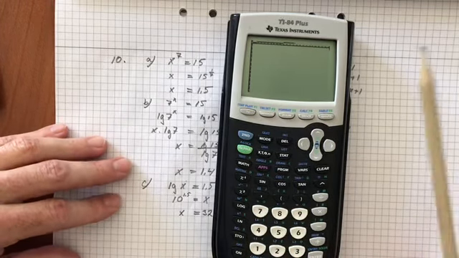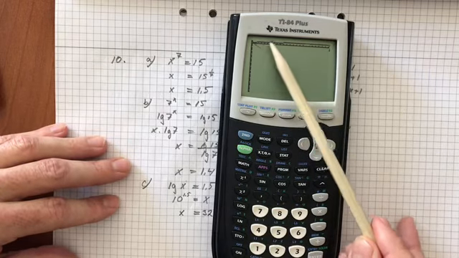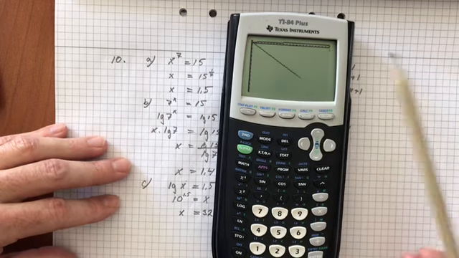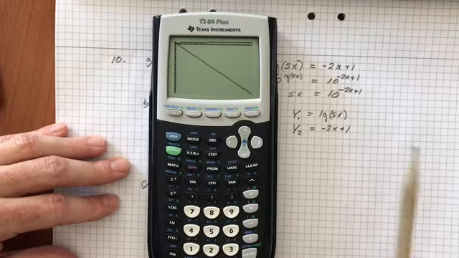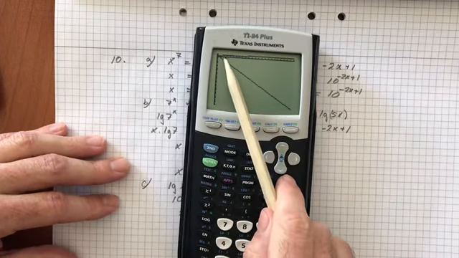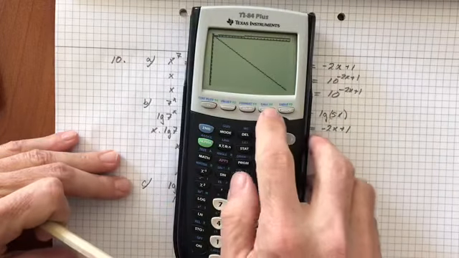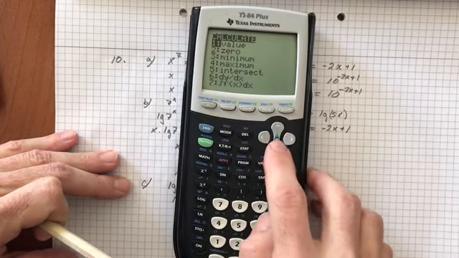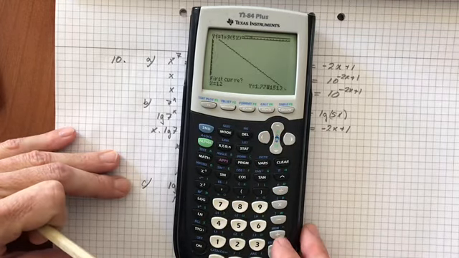Now let's see what's happening. Oh, so we have the logarithmic curve right now. You hardly see it. And this is the linear function, negative 2x plus 1. And I want to see the intersection between them. So I have to calculate it. I press blue and trace. And then I go down to intersect and press enter.